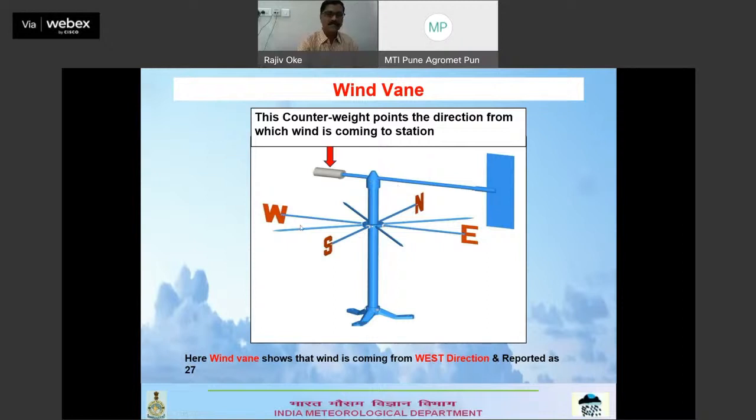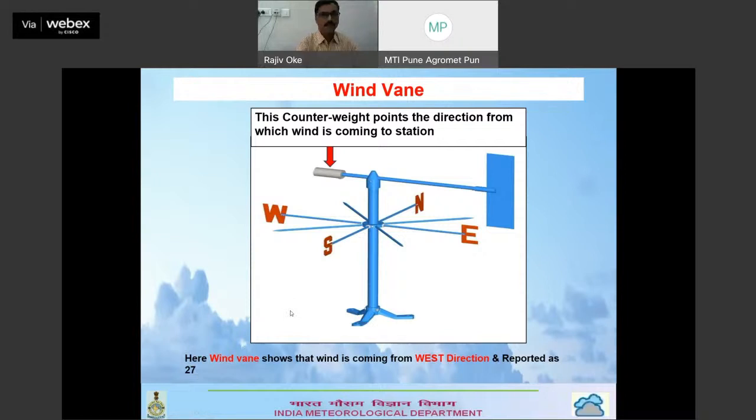Here, for example, on this side, the wind vane is showing a westerly direction, a westerly component. So it is reported in the code as 27. Actually, the circle is 360 degrees, so the westerly component is 270 degrees. But while reporting the codes, we divide by 10, that is, nearest to 10 degrees. The tens we take, so it is 27.